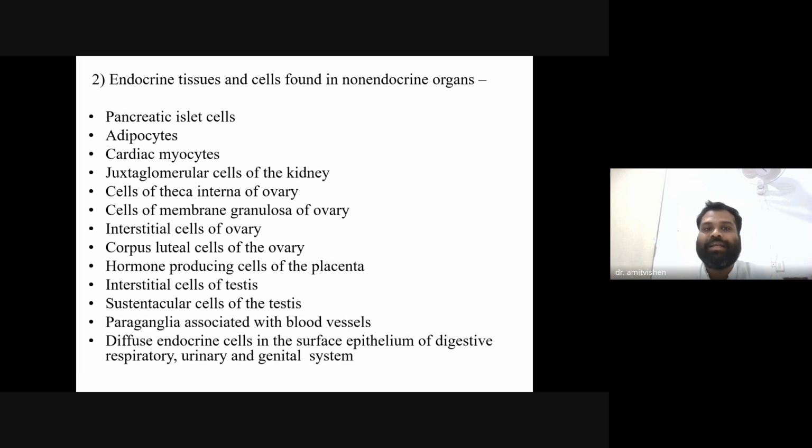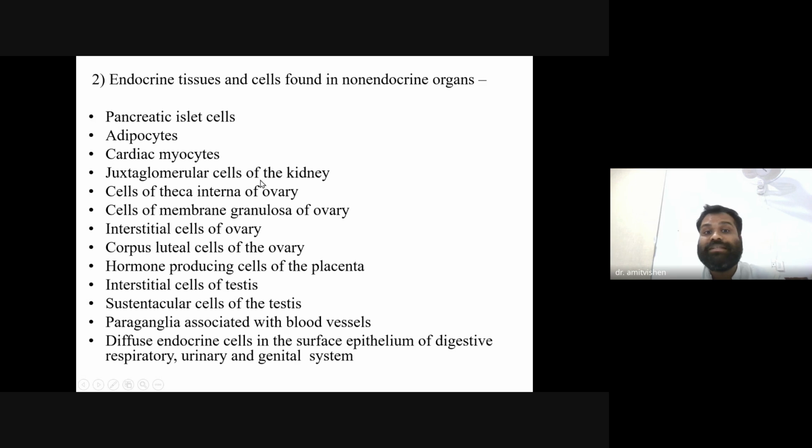And some other endocrine tissues and cells are also found in non-endocrine organs. For example, you have heard about the pancreatic islets. What are the pancreatic islets? Alpha, beta, delta, gamma cells. These islets are part of the pancreas, within its exocrine part. And the adipocytes are also endocrine tissue and cells, but found in non-endocrine organs. Adipocytes are the fat cells. And then cardiac myocytes, the muscle cells present in the heart.